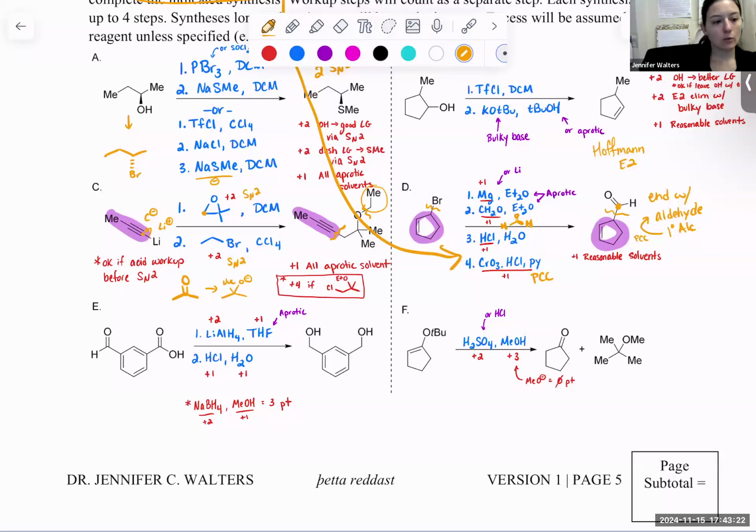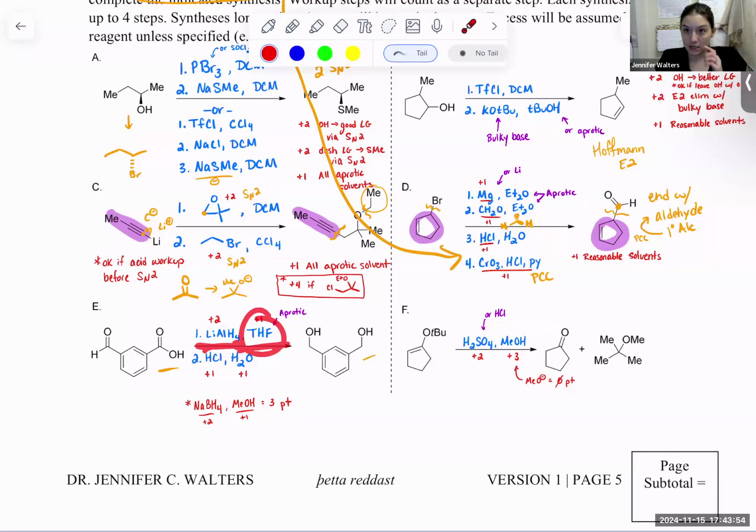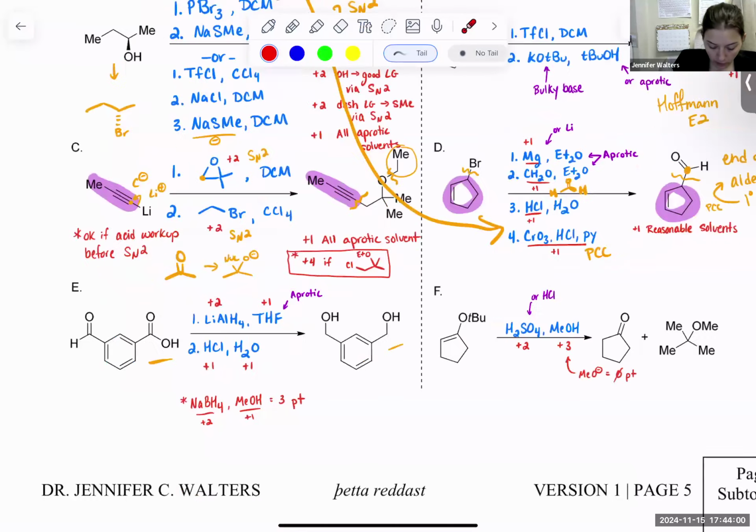All right, part E, we are recognizing that we are turning an aldehyde and a carboxylic acid into alcohols. So I needed to react on both sides. So indicating that carboxylic acid to an alcohol, that was telling me that I needed my strong reductant. So I needed that lithium aluminum hydride. So if you wrote lithium aluminum hydride, or LAH, you received 2 points. It had to be aprotic because remember, lithium aluminum hydride is a strong base. So that needed the aprotic solvent for 1 point, and any aprotic got you the other point.